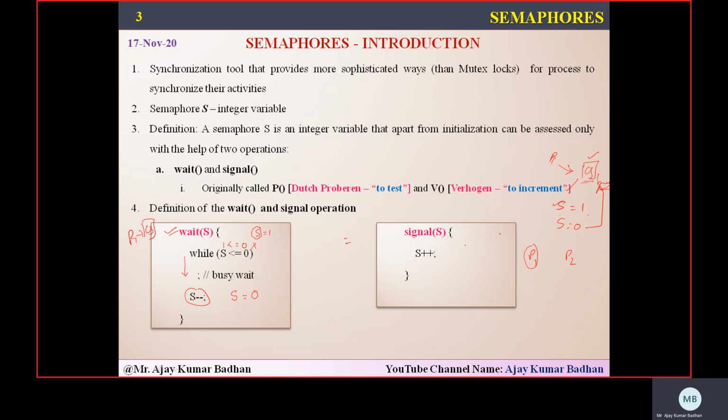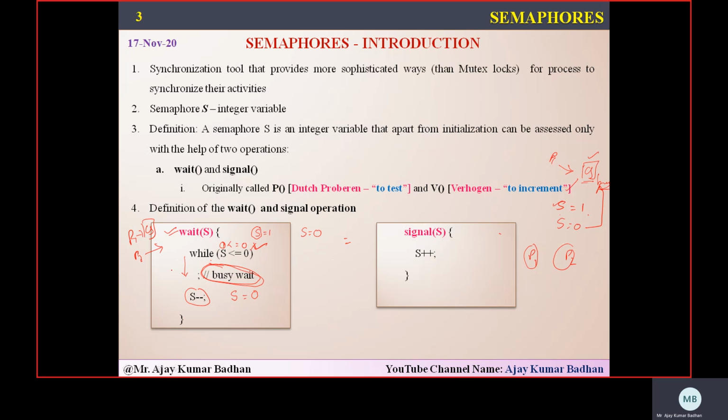Now immediately after that, P2 came. P2 also executed wait. Now what is the value of S we have right now? 0. Now 0 is less than or equal to 0, condition true. That indicates that the critical section is not available. Now what does P2 have to do? He should enter into a waiting state. You're getting my point? So P2 will enter into a waiting state.